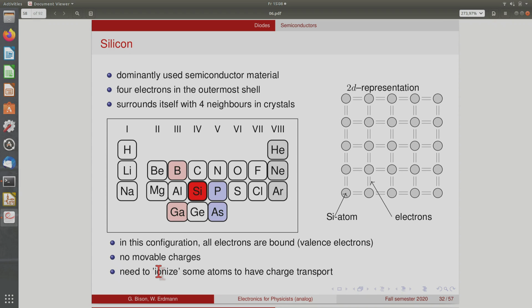If you want to have conducting electrons, then we need to ionize these atoms. We need to basically rip an electron out of this grid away from one of the atoms.